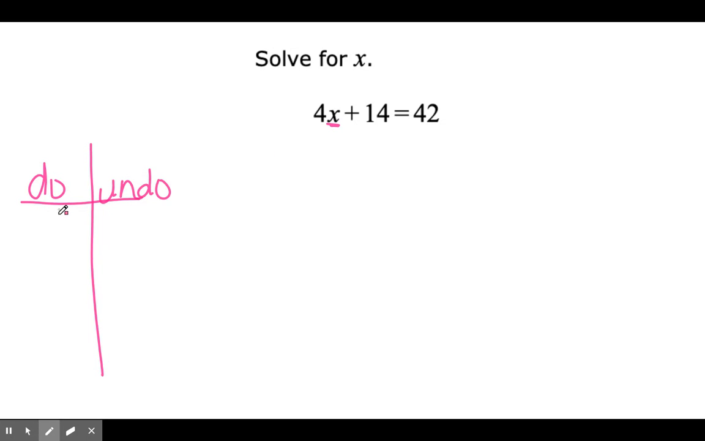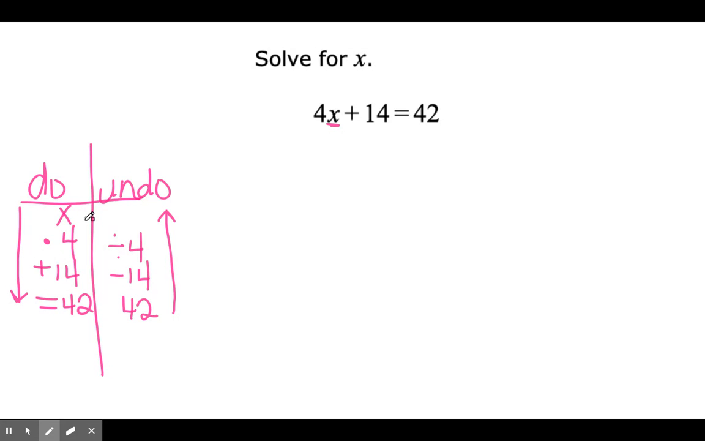What I do to x using order of operations is I would take x, I would then multiply x by 4, and then I would add 14. And once I did that, I would get it to equal 42. And I would do it in this order from top to bottom. So to undo, I'm going to do the opposite. Starting with 42, I'm going to subtract 14, divide by 4, and that'll tell me what x is.